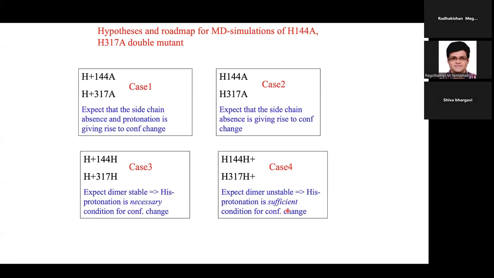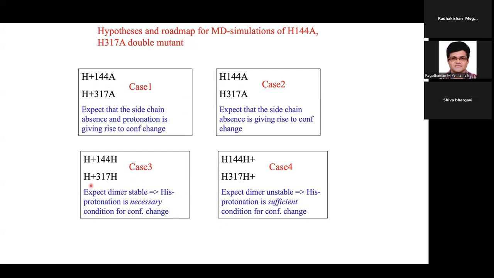So these are the questions we went about. We started with two histidines, 144 and 370. We had four separate cases. The first case was where we mutate the histidines to alanine and protonate, so the side chain absence and protonation give rise to a conformational change. In the second case, we do the mutation, but we do not protonate, which means that if there is a conformational change, the side chain is responsible and protonation is not playing a role.